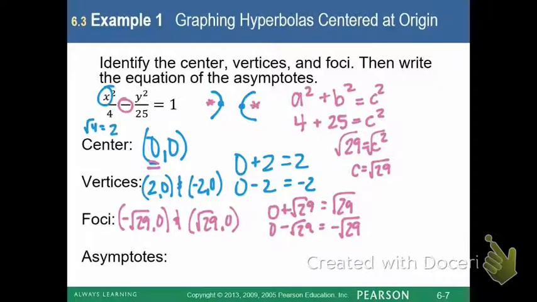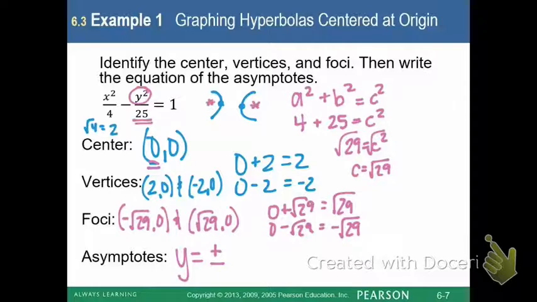Okay, and then the last part is finding the asymptotes. So again, I want to think rise over run. It's always y equals plus or minus, and then I need my slope, rise over run. For the slope, rise comes first. So that's up or down, which tells me that I need to look at what's under the y's.